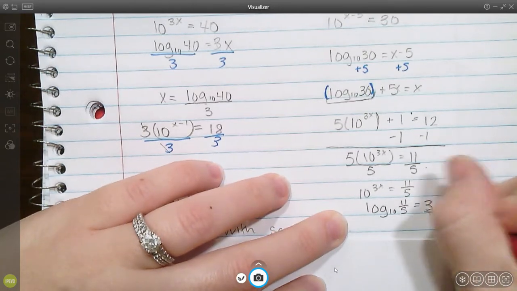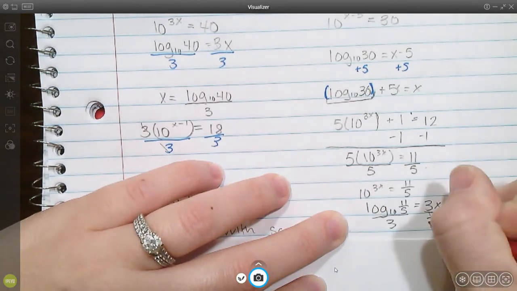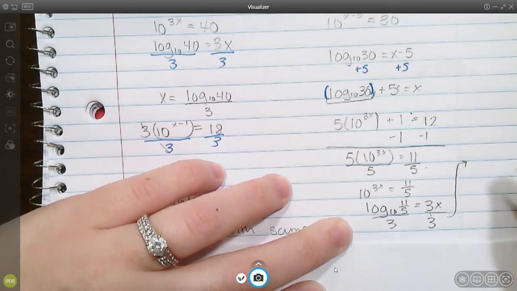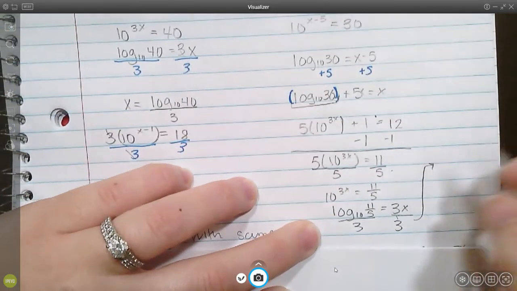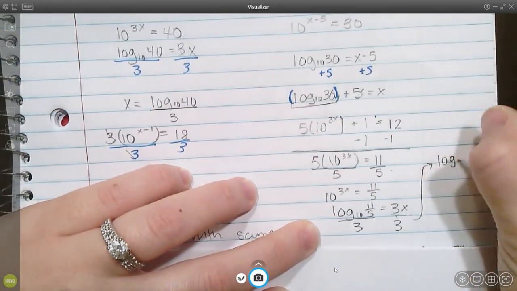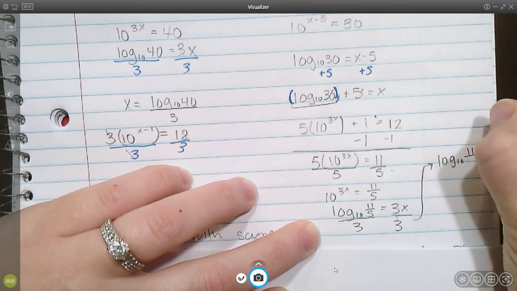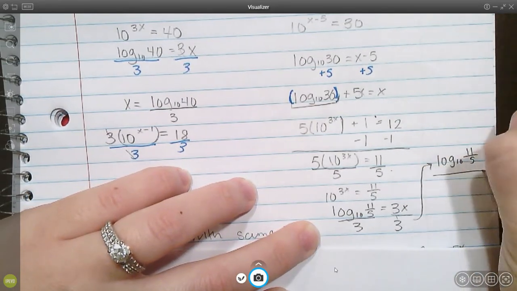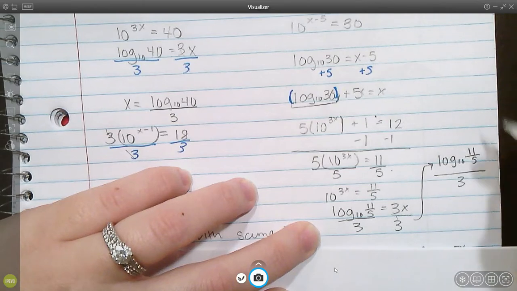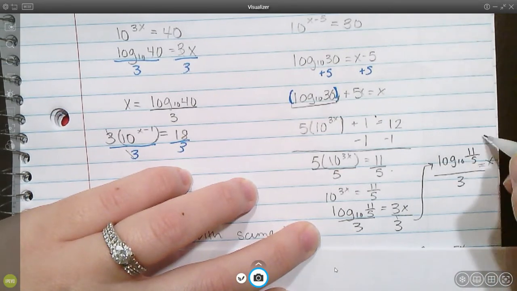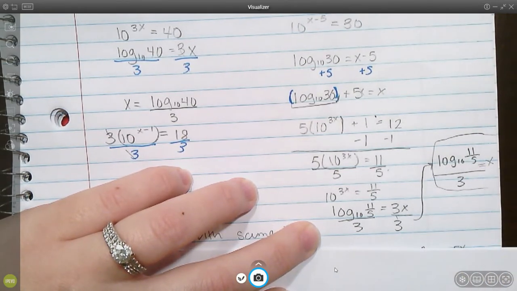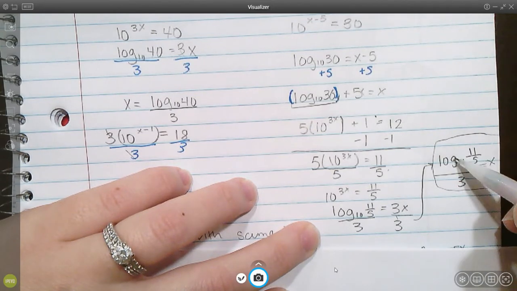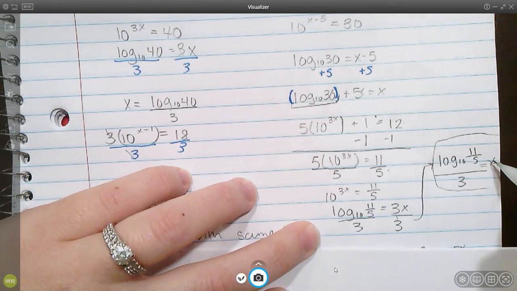So divide by 3, divided by 3. So our final answer is going to be log base 10 of 11 over 5 divided by 3 equals x. And that is an answer that you can type into your calculator. You have x by itself.